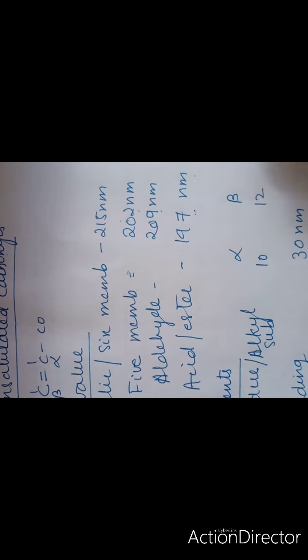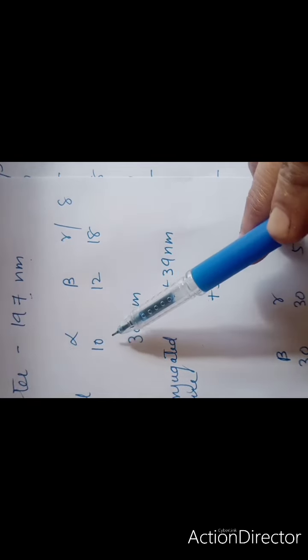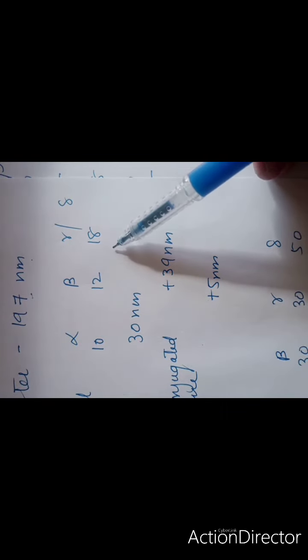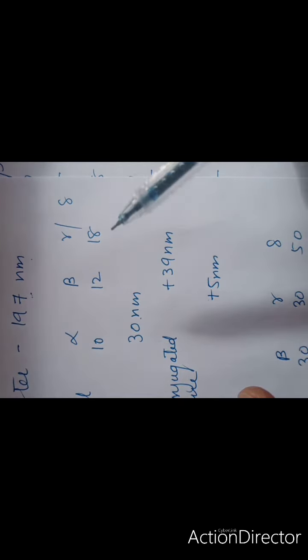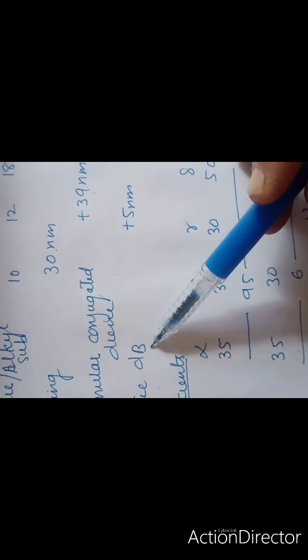Now let us talk about the increments. First, here also you will be seeing the ring residue and alkyl substituent, but here you have to mention at which position it is present with respect to the functional group. If it is at alpha, beta, gamma, delta position, you will be writing 10, 12, 18. Second is double bond extending conjugation. In that you will be adding plus 30 nanometer. If your compound is a homoannular conjugated diene, then you will be adding 39 nanometer. For exocyclic double bond, you will be adding 5.